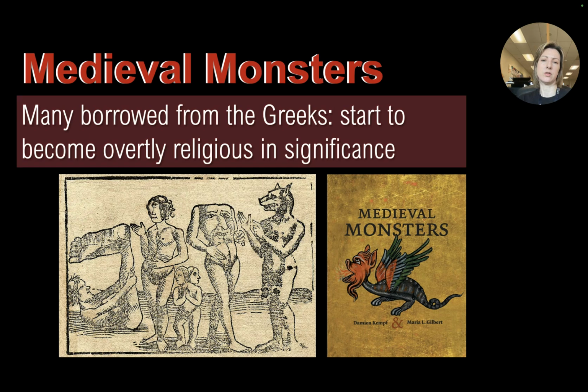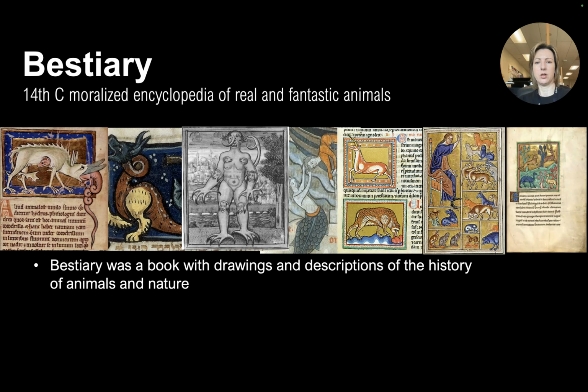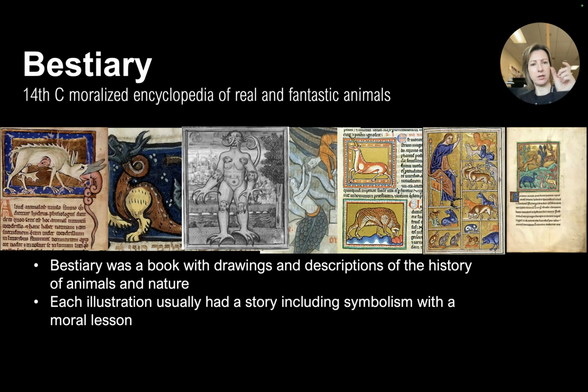So medieval monsters were very much borrowed from the Greeks, but during that time they started to become really religious in significance and used to tell stories. And there was this book in the 14th century that was an encyclopedia of real and imaginary or fantastic animals. It was hand-drawn, so it had images and descriptions of the history of real animals and nature, and then each illustration had a little story, and it had some kind of symbolism with a moral lesson. So a lot of things in medieval art were supposed to be teaching moral lessons.